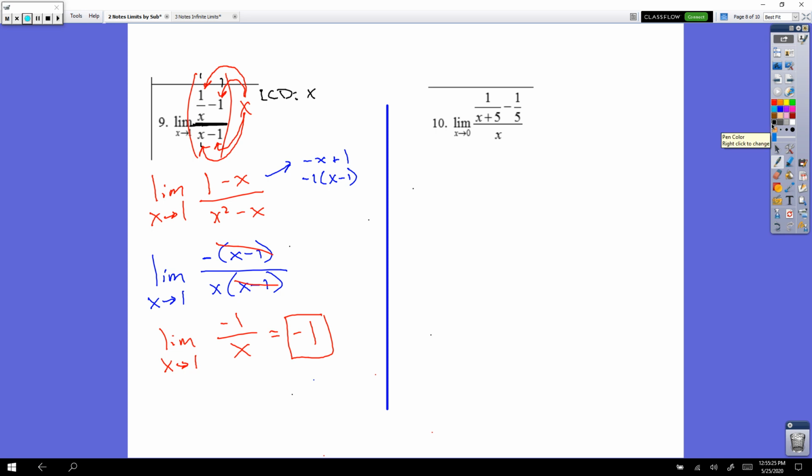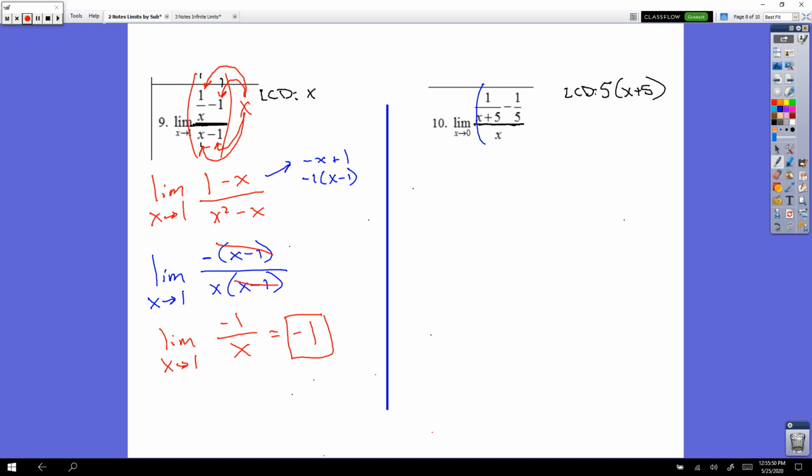All right, number 10. Plugging in 0 obviously makes the denominator 0. So I want to find that LCD. Looking at all the little pieces inside of the big fraction, I see I have x plus 5 as a denominator. I see I have a 5. And the x on the bottom doesn't have a denominator. So my LCD is just 5 times (x plus 5).